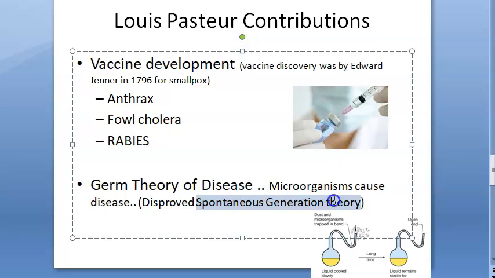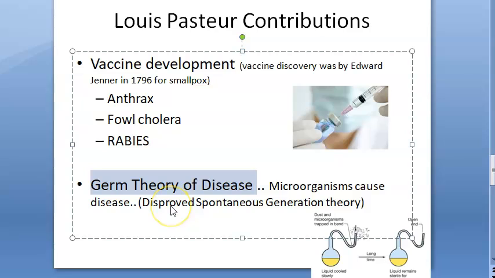It is not some spontaneous generation theory. You don't get the disease just because of a crime or sin you committed. It's not some ghost or anything. It is actually a microorganism that is responsible for your disease. Germ theory of disease was given by Louis Pasteur.